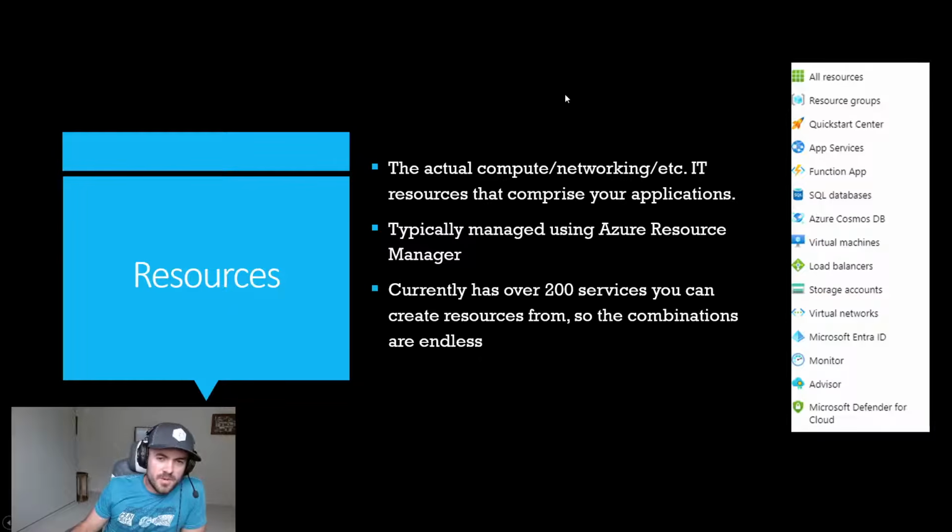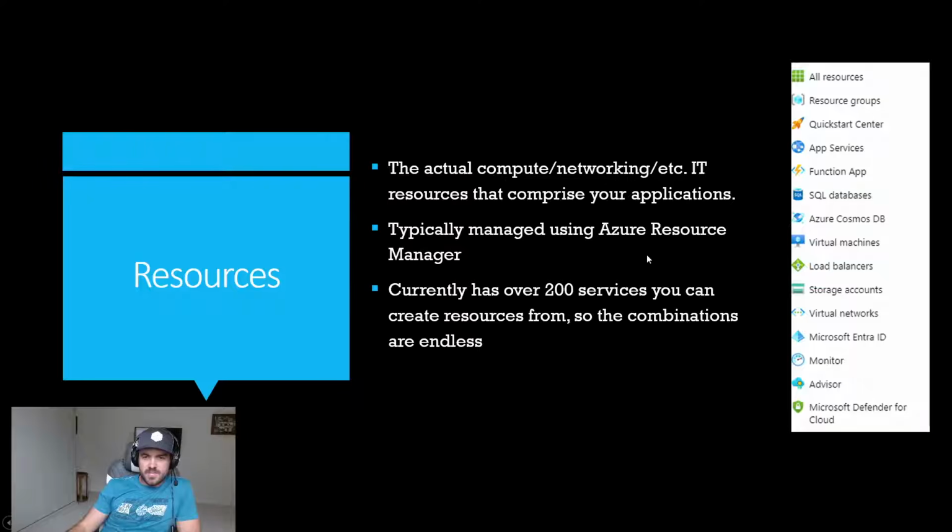All right, and then at the most granular level here, we have the actual resources, which are the compute, networking, big data, analytics, storage, whatever. Basically, any IT resources that are actually going to comprise your applications, right? So basically the resources are what actually do the work, okay? And you keep those resources in a resource group.